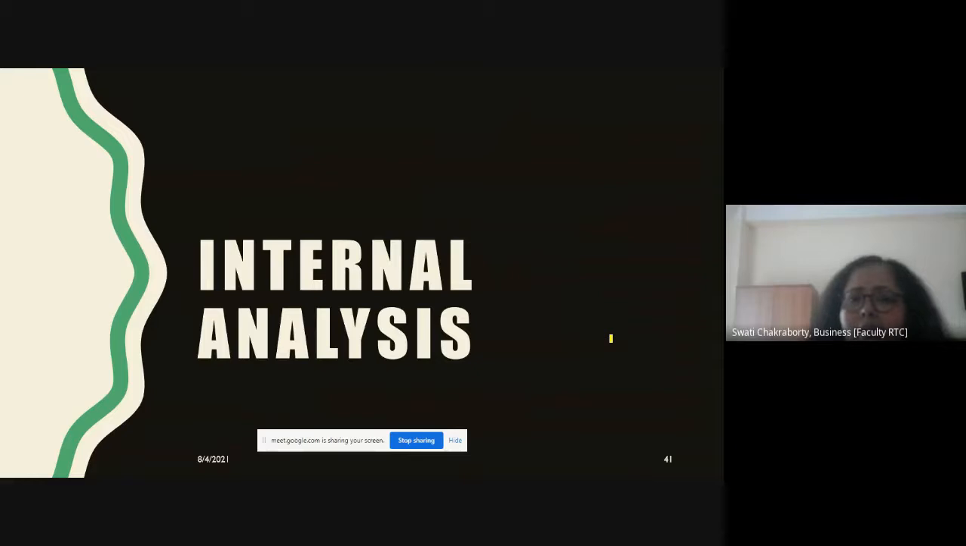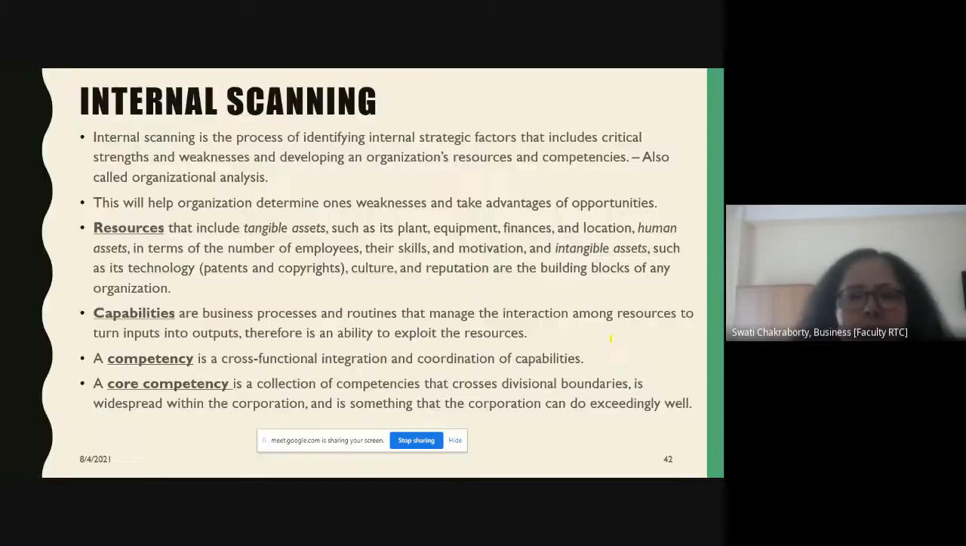So that was external analysis. Now we come to internal analysis, or internal scanning. When we talk of internal scanning, what is internal scanning? It's basically a process of identifying the internal factors that are quite critical, right?